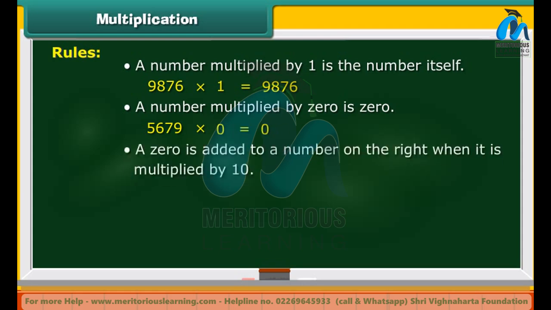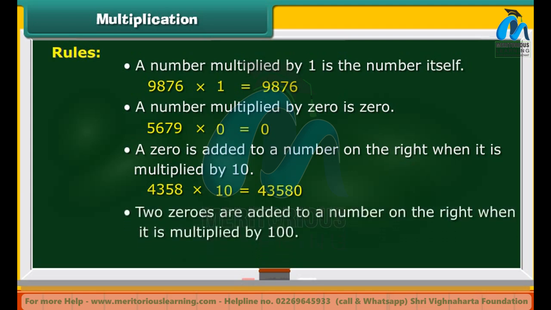A 0 is added to a number on the right when it is multiplied by 10. 4358 multiplied by 10 is equal to 43580. Two zeros are added to a number on the right when it is multiplied by 100.